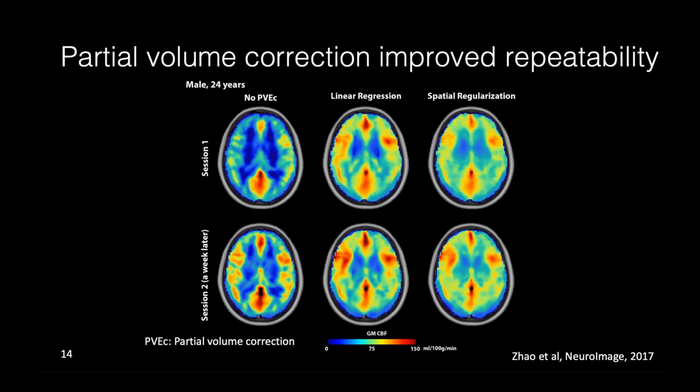hemisphere. But after correction, the differences were reduced because we managed to remove the errors introduced by the mismatch between the tissue thickness and the image resolution. So from this data, we concluded that it was important to use a spatially adaptive method to correct partial volume effects in order to improve the accuracy and the reproducibility of perfusion quantification.